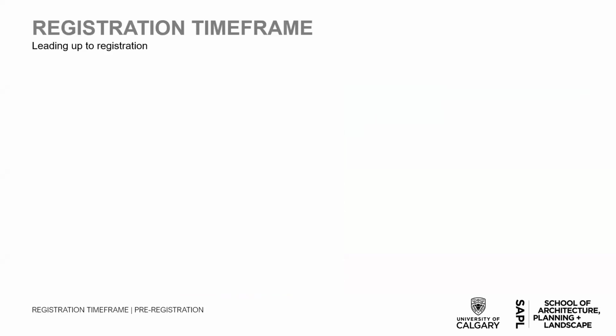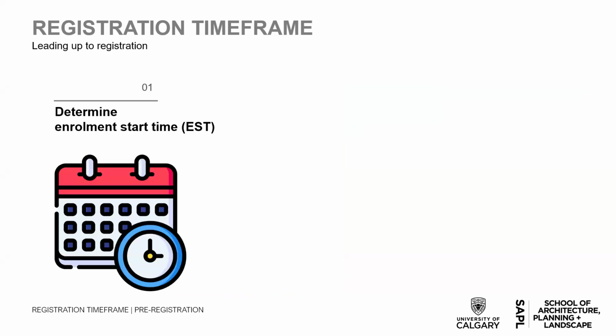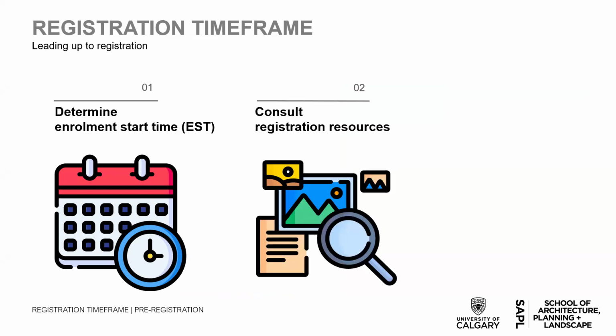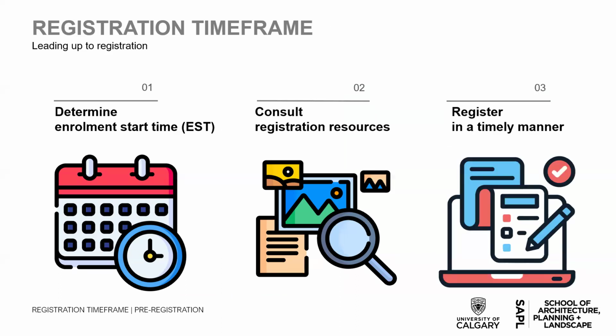As shared in the last video, the steps leading up to your course registration involve first, determining the enrollment start time, also known as the EST. Then, consulting various resources, such as this video series, to put together a plan of what to register for and how. And finally, registering for all your classes, ideally right at your enrollment start time.